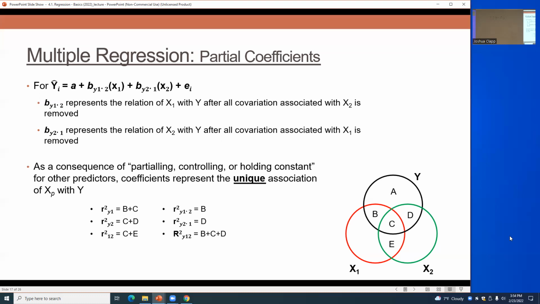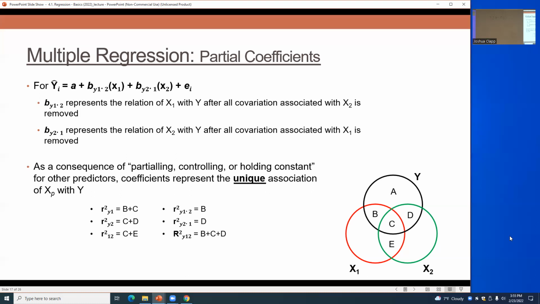Now, if I were to go through and look at the squared multiple correlation, the R squared of Y with predictors X1 and X2, now I'm looking at B, C, and D. Why is that? What do you think, Josiah? Capturing all the variability there. Yep, right.